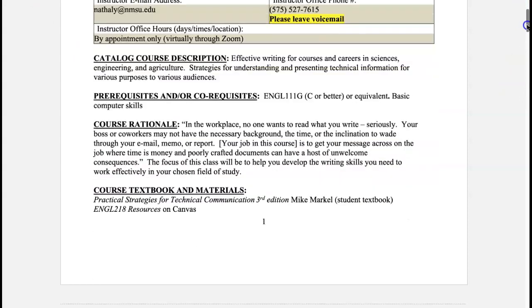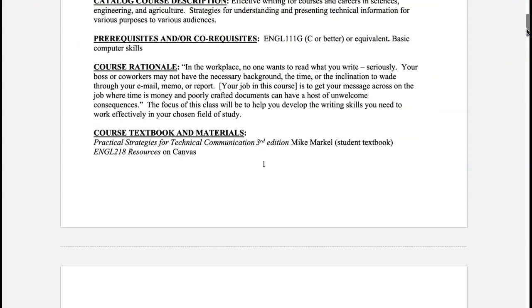So moving on, one of the things that is very important is the textbook. And the textbook that we are going to be using is Practical Strategies for Technical Communication, 3rd edition by Mike Markle. And if you look at our home page, you will see that we have a picture of the actual textbook there.